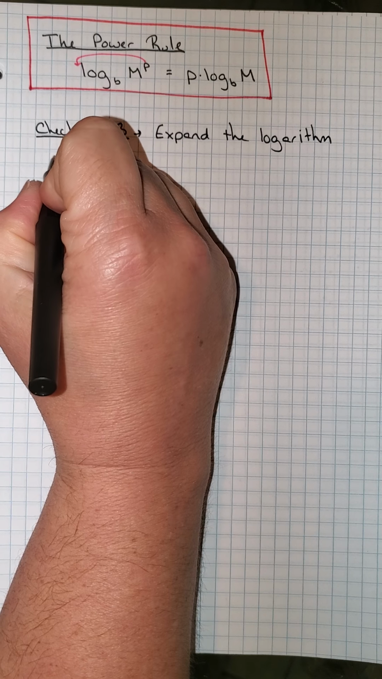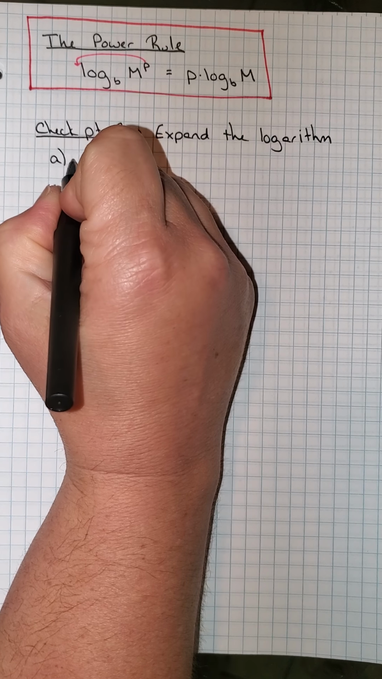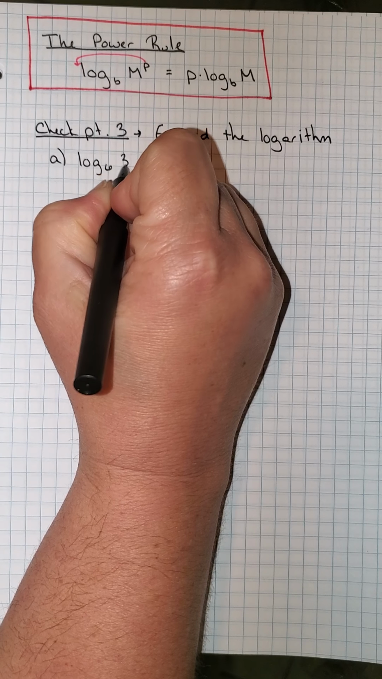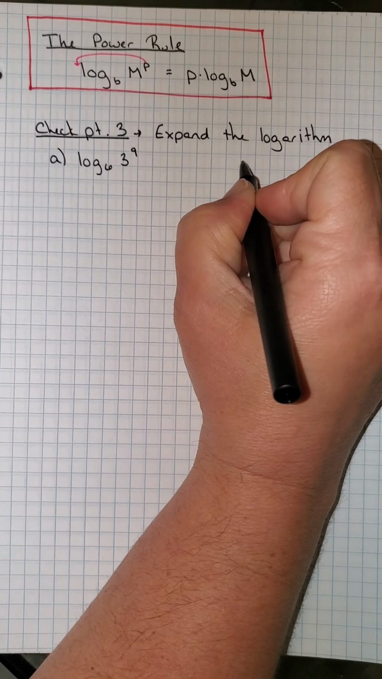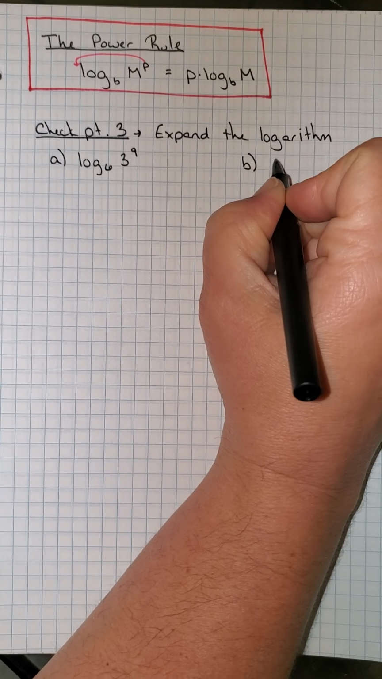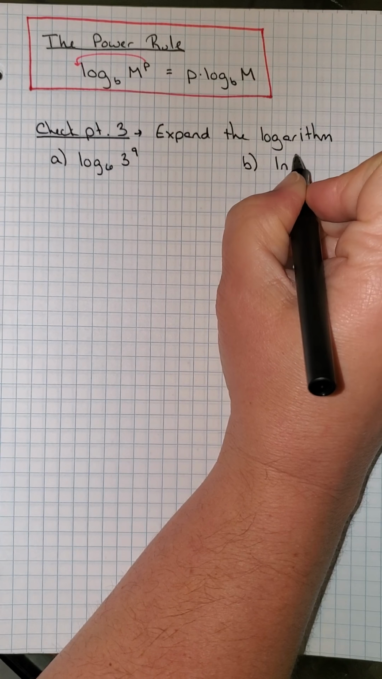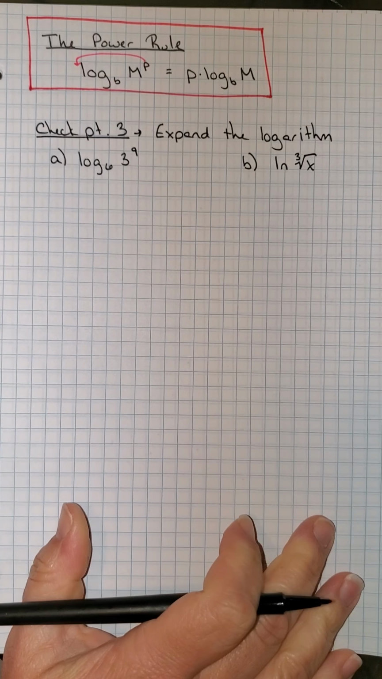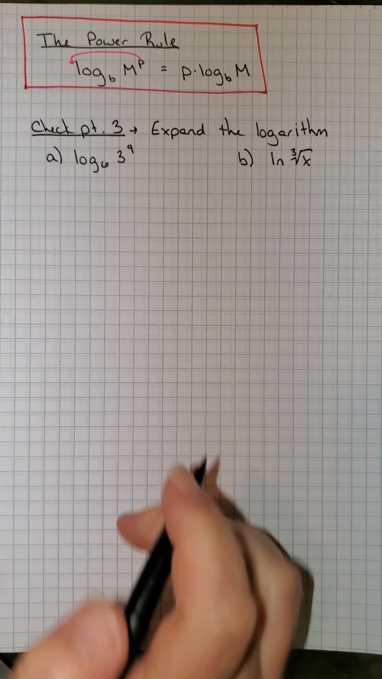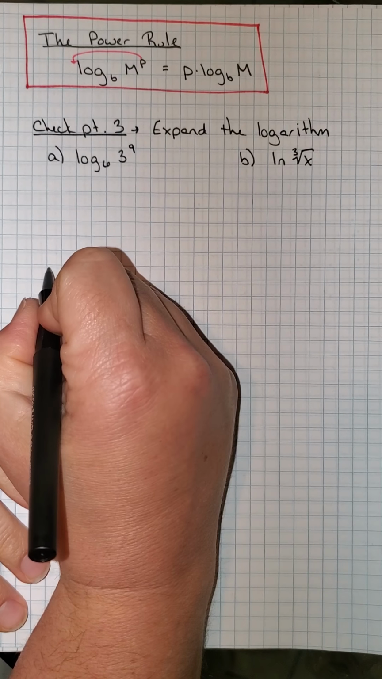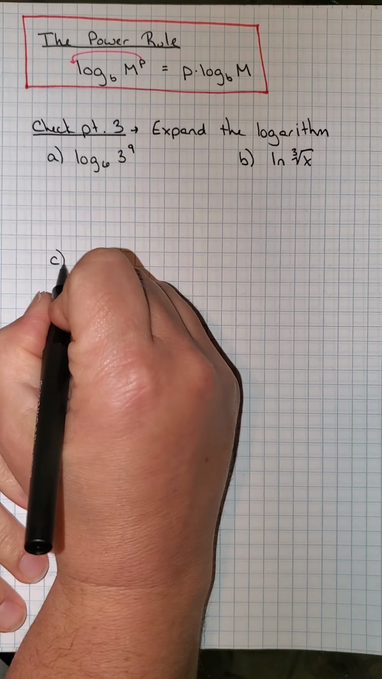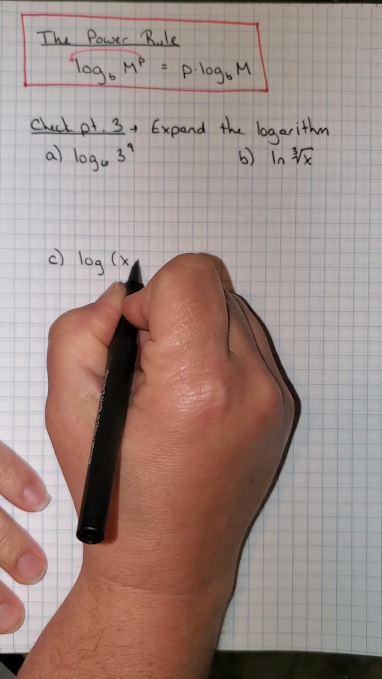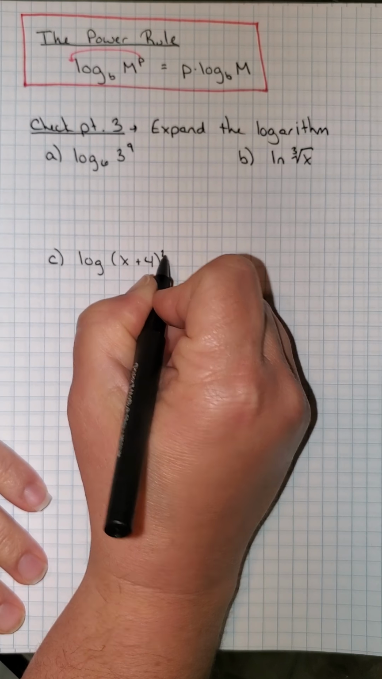Okay, we have A, we have log base 6 of 3 to the 9th. Then for B, we have the natural log of the cube root of x, which I like that problem because the power is a little hidden. And then we're going to have a C, which is the log of x plus 4 whole quantity squared.